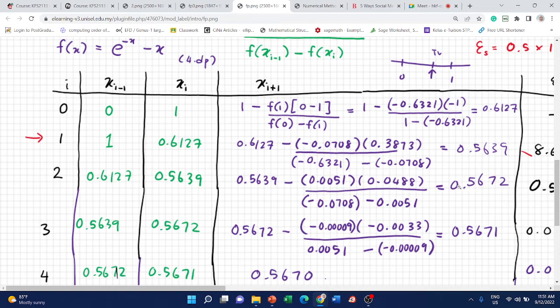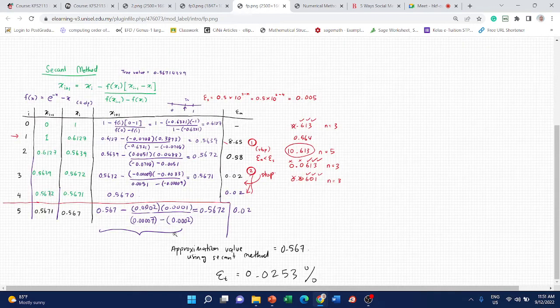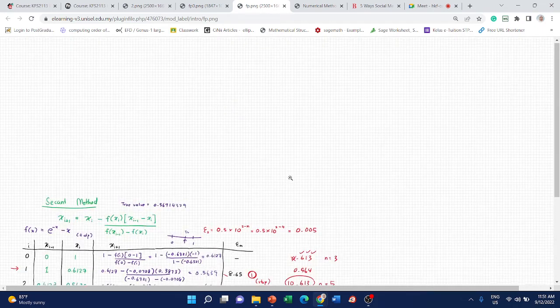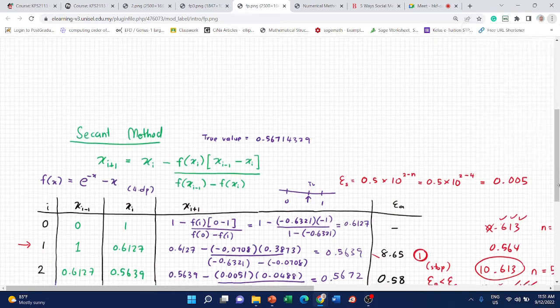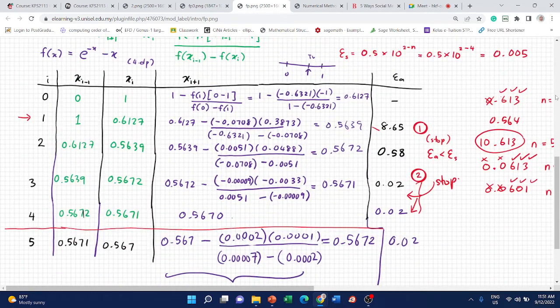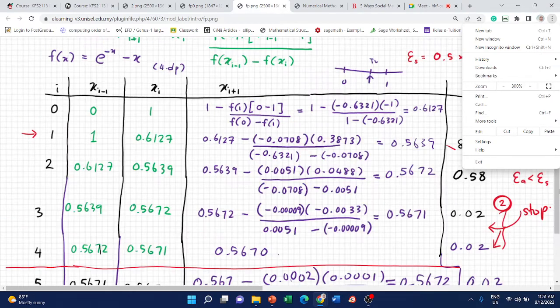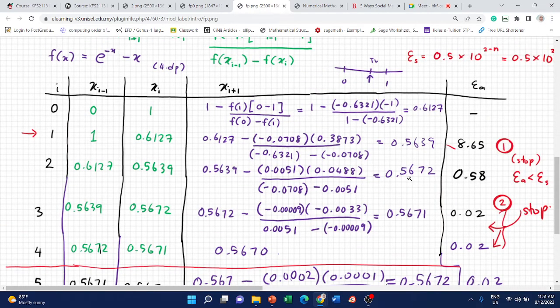Okay, next one. This 0.5672, you can put it here. Okay, 0.5672, right? At row number 3. Okay, so that will be your interval here. Compute with the same formula. So xi minus 1 and xi are changed to the new ones. Then you have this number 0.5671 and so on.